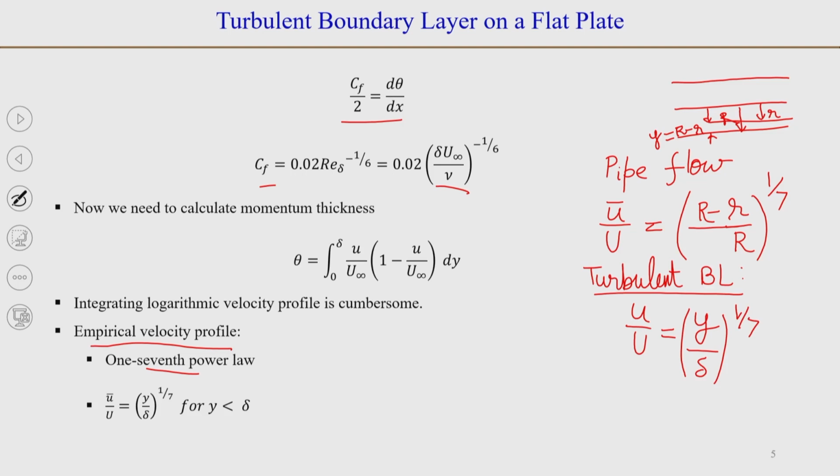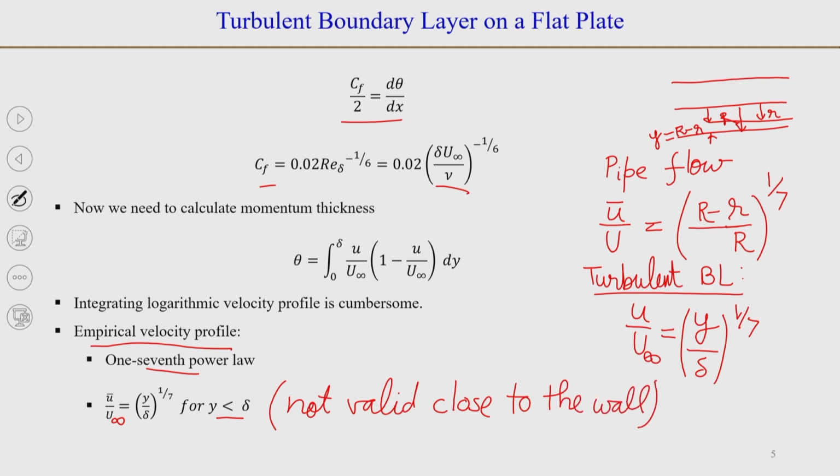So, that is what we will have, that in the turbulent boundary layer u bar by u, it actually should have been u bar by u infinity is equal to y by delta raised to the power 1 by 7, because we are using u infinity as the free stream velocity. Of course, again it will not be valid close to the wall. That is the reason that we have used the logarithmic velocity profile to calculate wall shear stress.